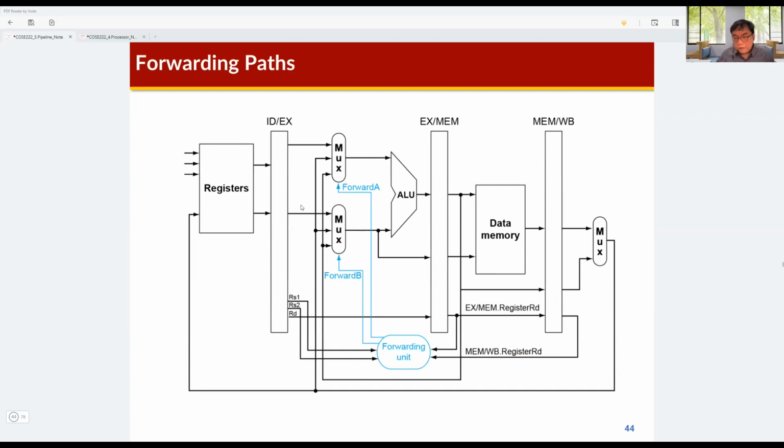So let's define the forwarding path. The ALU can receive each operand from the register file, here, and from the memory stage, that means here, and from the write back stage, this one.